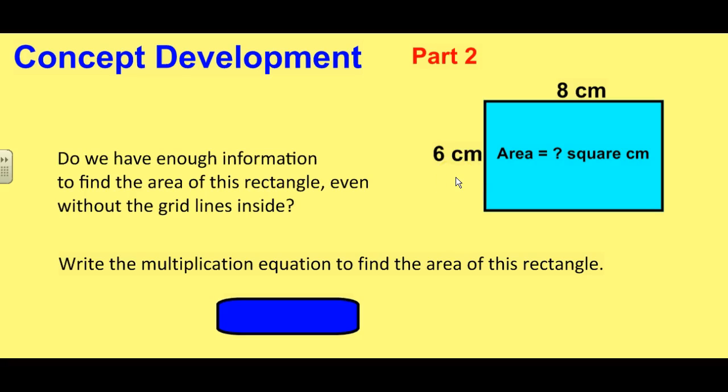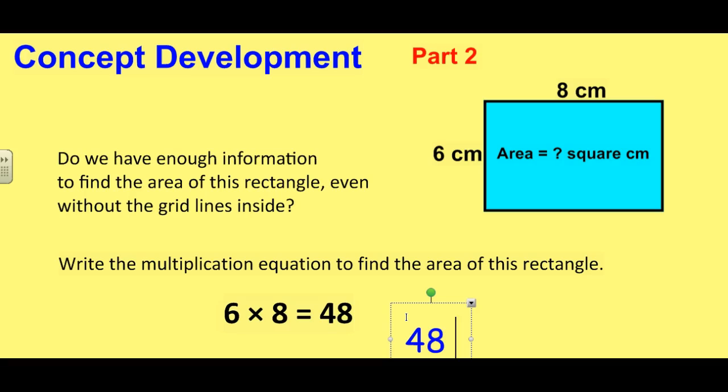So on your board, I want you to write the multiplication equation that we can use to find the area of this rectangle. And I want you to write down the area of the rectangle on your board as well. Push play whenever you're ready to check it. Okay, so the multiplication equation that we were looking for is 6 times 8 equals 48. So the area was 48 square centimeters. Make sure you have the square with it because if this was filled up, there would be different squares in it, and they're all centimeter squares.